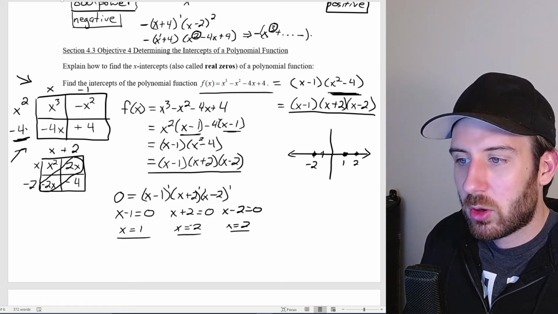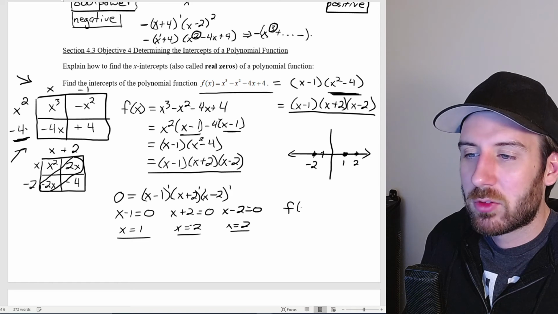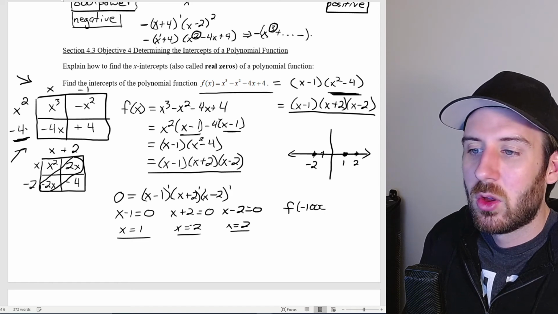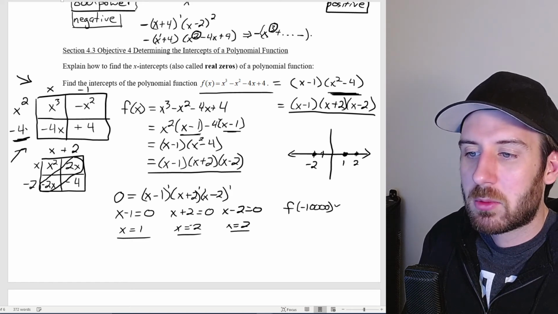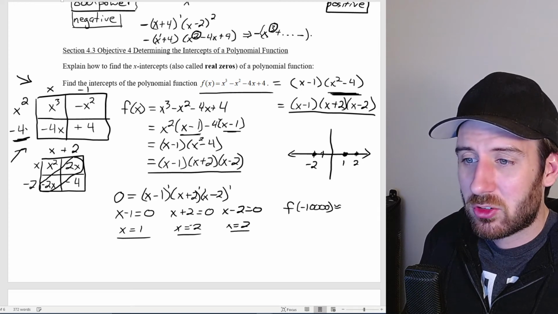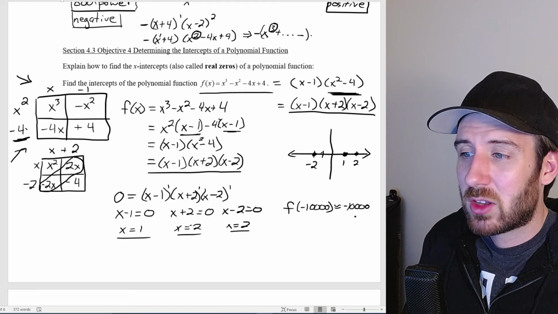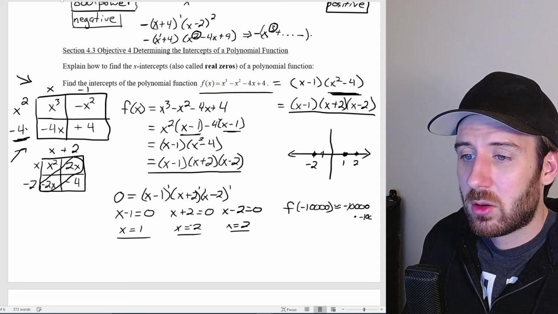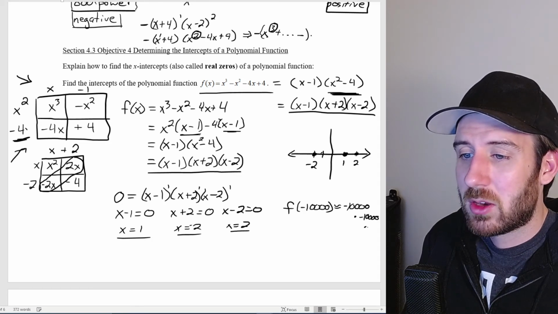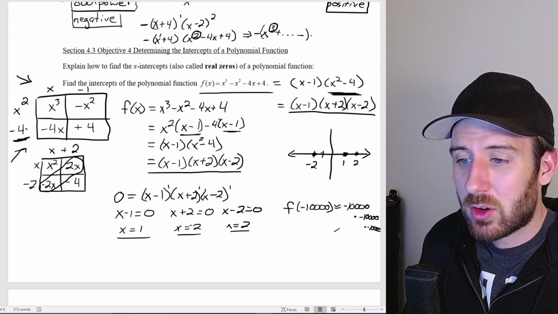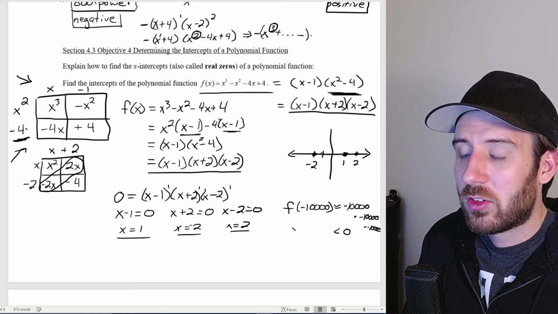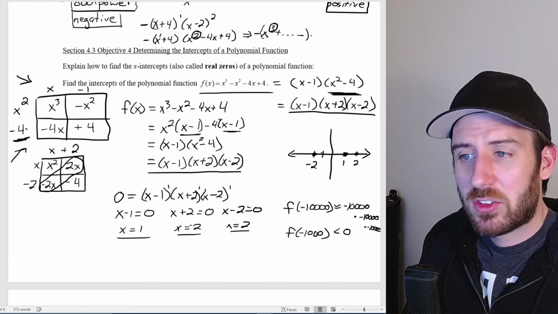So let's do a few test points. Let's say what's going to happen at f of -10,000. Well, again, we can approximate that's going to be pretty close to saying that the first thing's just going to be -10,000 times the next thing, which is going to be about -10,000 times the next thing, which is going to be -10,000. And I think all in all, it's going to get me a negative number. So we would just say that f of -10,000 is less than 0.